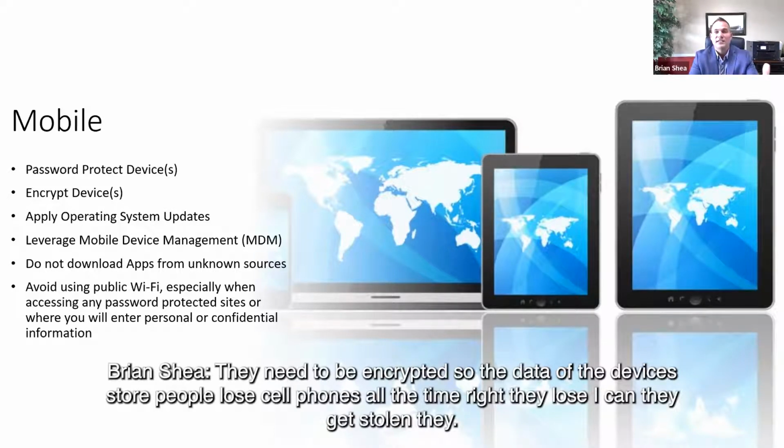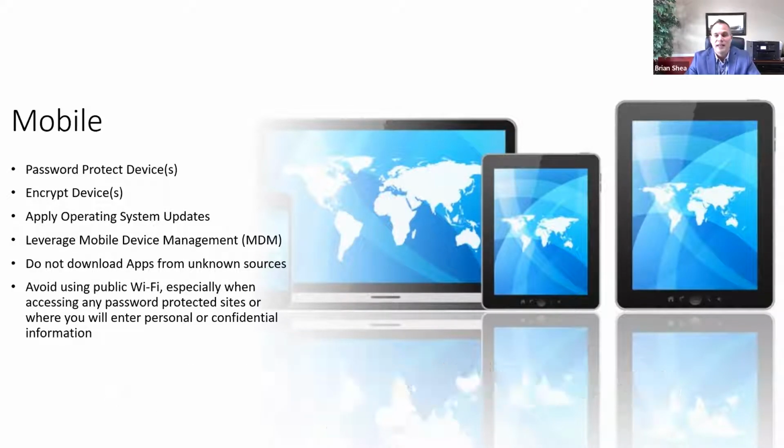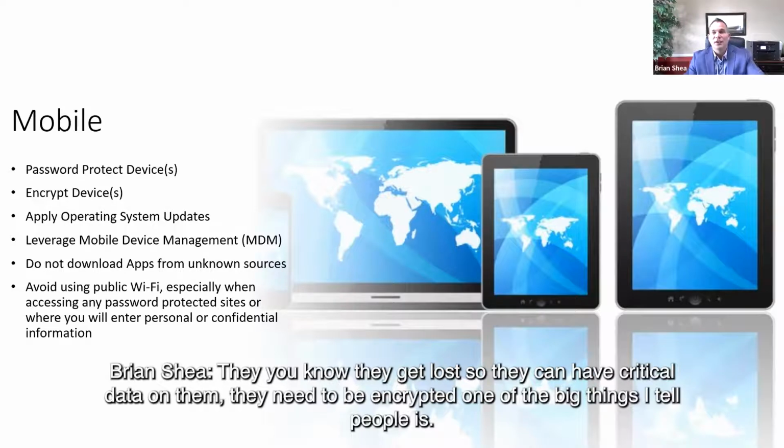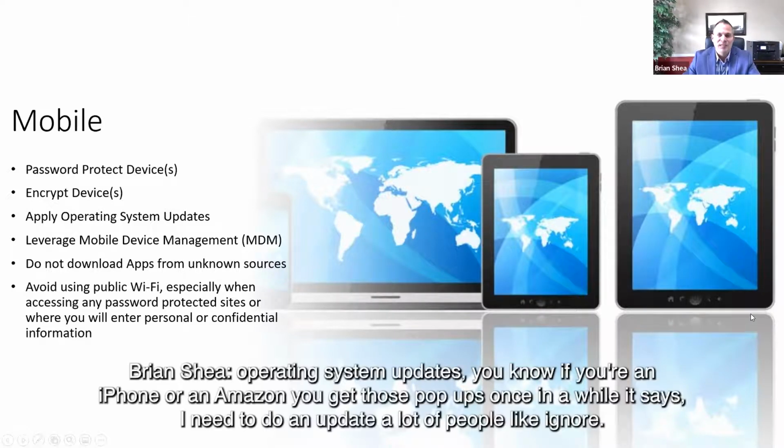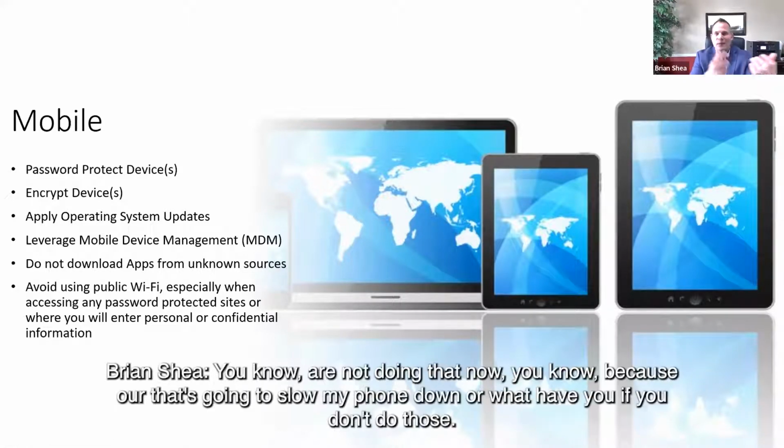They need to be encrypted. So the data, if the device is stolen, people lose cell phones all the time, right? They lose iPads, they get stolen, they get lost. So they could have critical data on them. They need to be encrypted. One of the big things I tell people is the operating system updates. If you're an iPhone or an Android user, you get those pop-ups once in a while. It says, oh, you need to do an update. A lot of people are like, ignore, I'm not doing that now, because that's going to slow my phone down or what have you.